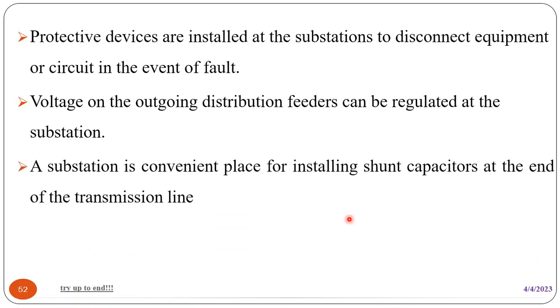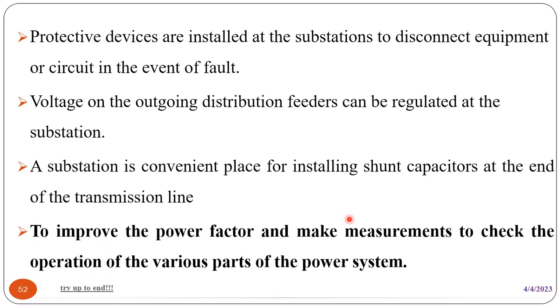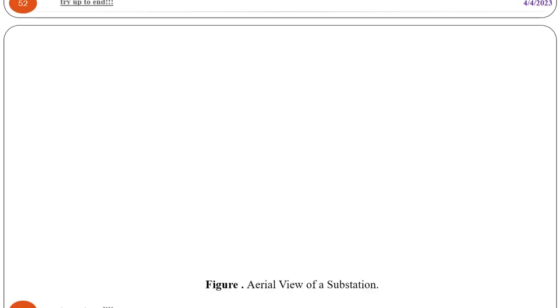A substation is a convenient place for installing shunt capacitors at the end of the transmission line to improve the power factor, and to make measurements to check the operation of the various parts of the power system. So that is the substation; shunt capacitors are installed to address power factor problems, and measurements are made to check the operation of the various parts of the power system.